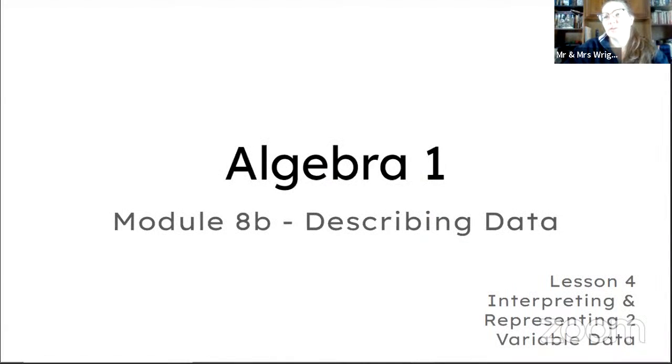Today we're going to continue our unit on describing data, which is the 8th module in the online book in the class, which I believe is labeled Unit 6. And it's section B. There's two sections in this module, A and B. We're on the second section, section B, and we're on page 4 of this module, so we're calling it lesson 4. This is about interpreting and representing two variable data. Let's get started.